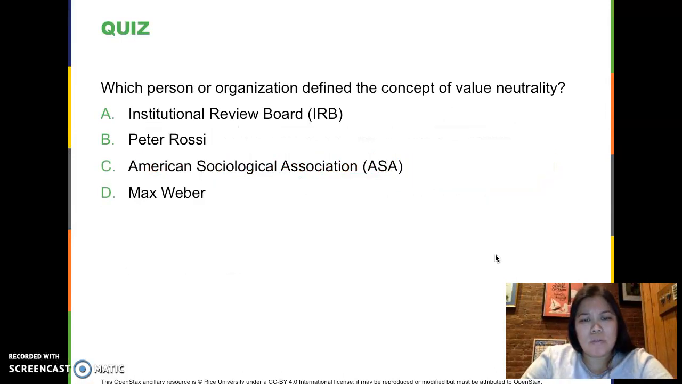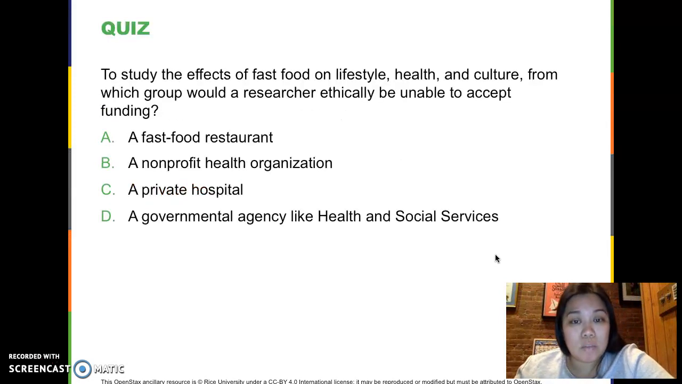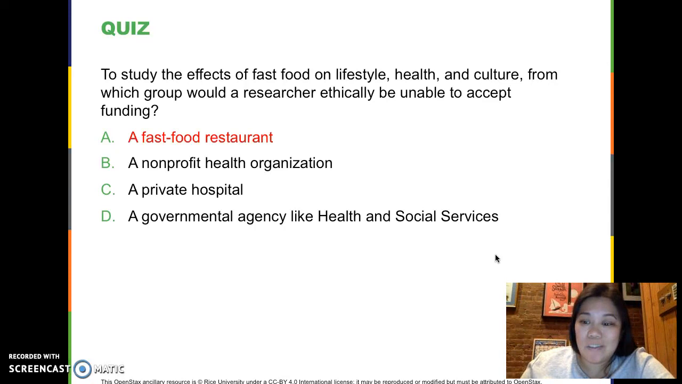Next, which person or organization defined the concept of value neutrality? Easy. We already talked about it. Max Weber. Next, to study the effects of fast food on lifestyle, health, and culture, which group should a researcher ethically be unable to accept funding? Fast food restaurant, nonprofit, private hospital, government agency. Answer, fast food restaurant. Basically, if McDonald's is funding the study on whether or not eating McDonald's is healthy for you, there's no way that study can be neutral.